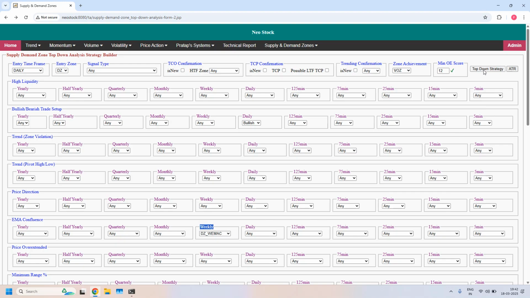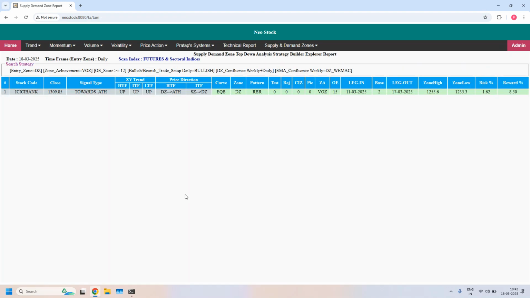It is a bullish trade setup. So we got one stock. So ICICI Bank is having even more high probability to get the success. It is only probability. You should understand that point.